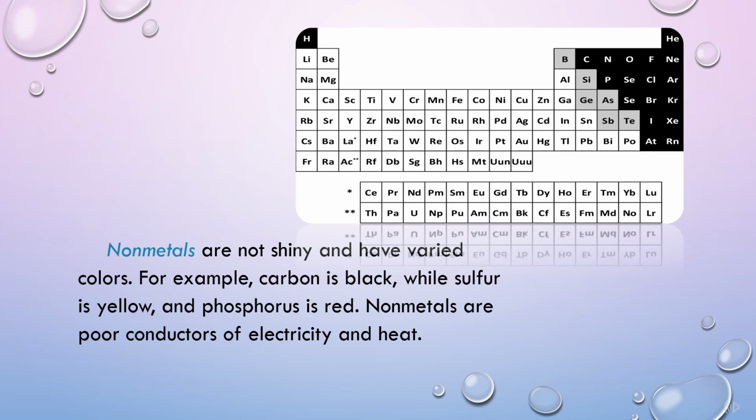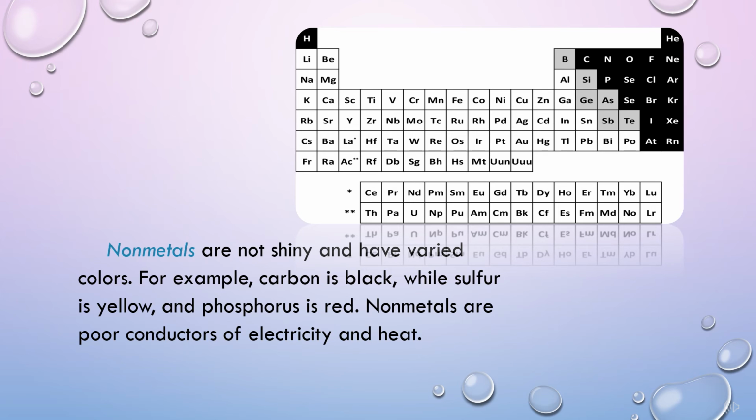Let's proceed to nonmetals. Nonmetals are not shiny and have varied colors. Unlike metals, most of them are not shiny, and they have varied colors. For example, carbon is black, sulfur is yellow, phosphorus is red.